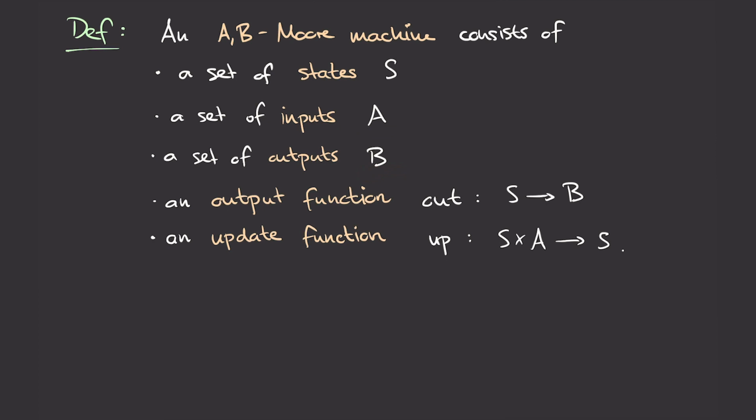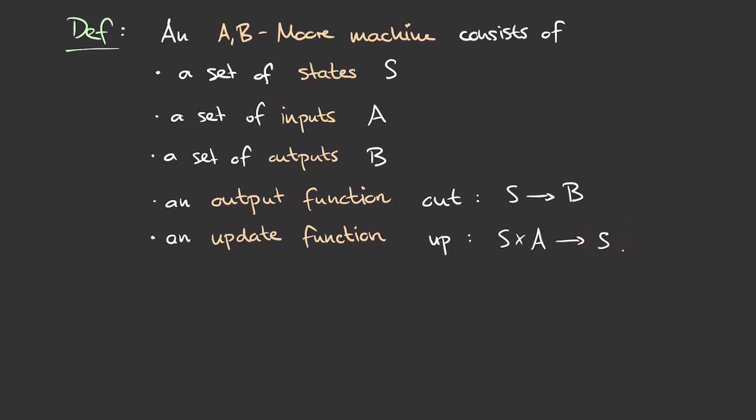And now we need a way to encode the dynamics for this system. So first of all, we have an output function, which I'll just call out, which takes a state and produces an output. And finally, we have an update function, which I'll just call up, which takes the current state along with an input and uses that to produce a new state.